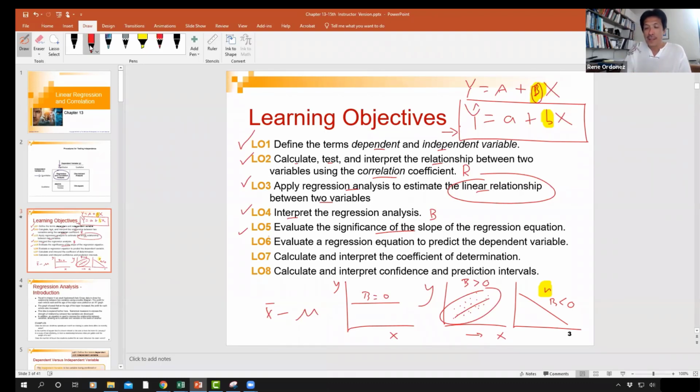And then learning objective number 6 is really using the resulting regression equation for predicting the value of y. All right, and that's really the reason why we develop models, so that we can estimate the actual value of y, or we can also use the equation to estimate the actual slope of the model. All right, so let me shift here.